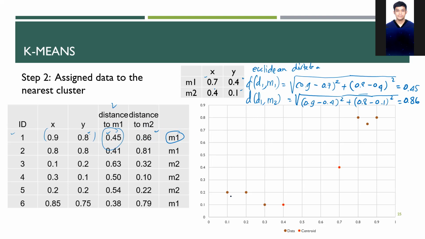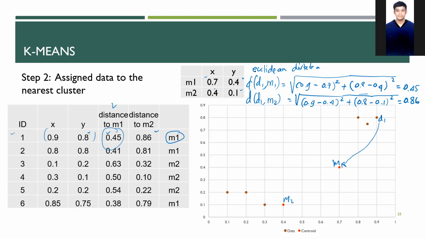Okay, so which one is data 1? This one is M1, this is M2, 0.9, 0.8. Oh, this one is data 1. So this belongs to cluster 1.